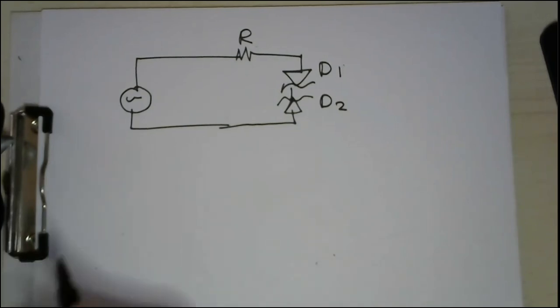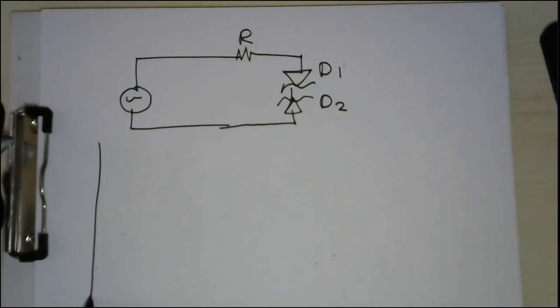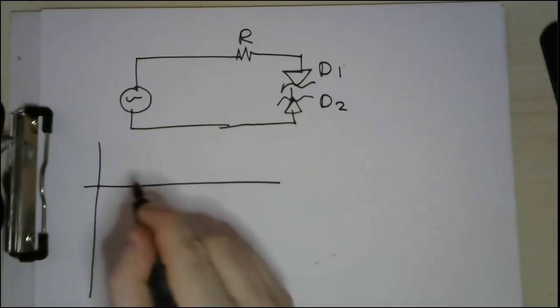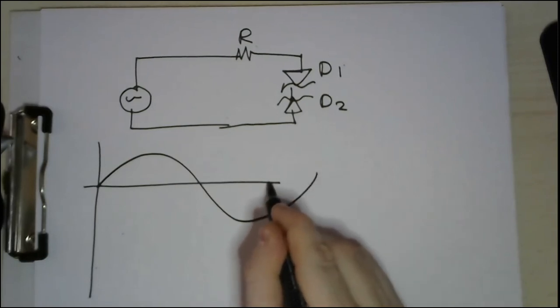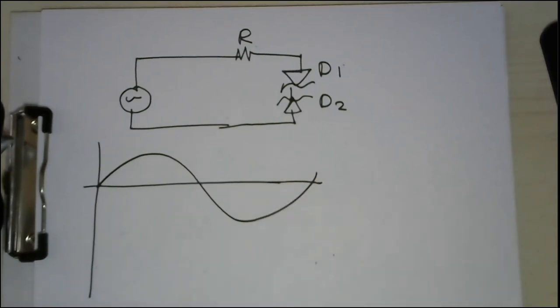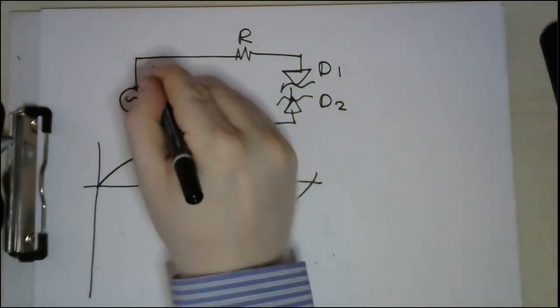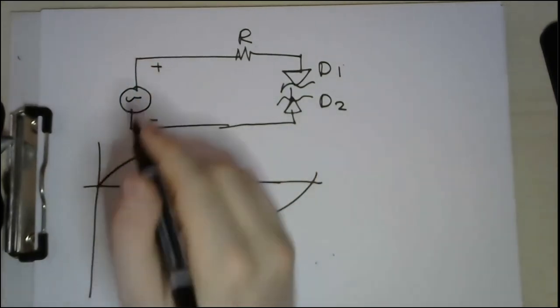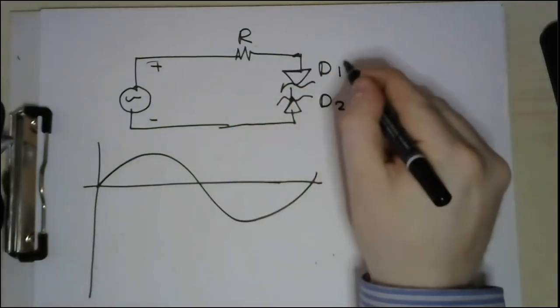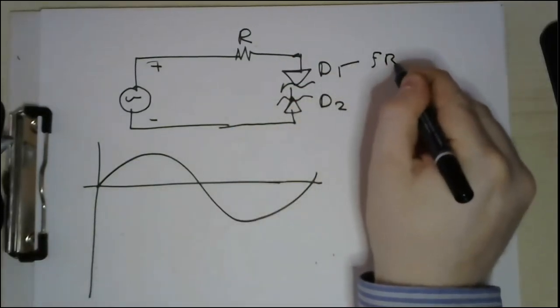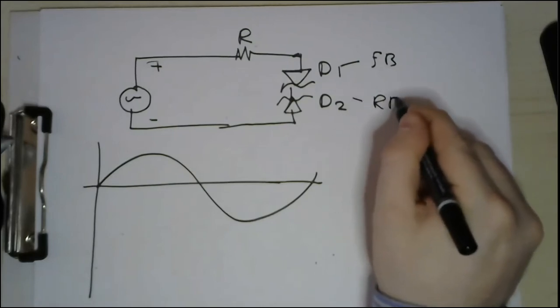And let's see together what will happen in this circuit. So we have an input like this. Let's see what will happen. Let's first start with the positive cycle. In the positive cycle, this is positive and this is negative. So the voltage here is positive. Accordingly, D1 will be forward bias and D2 will be reverse bias. Perfect.